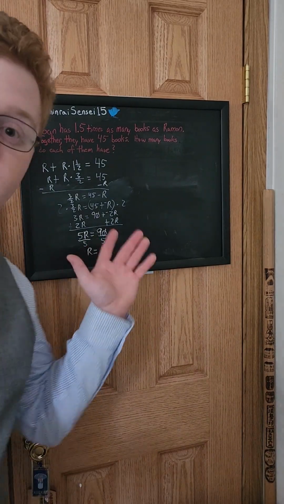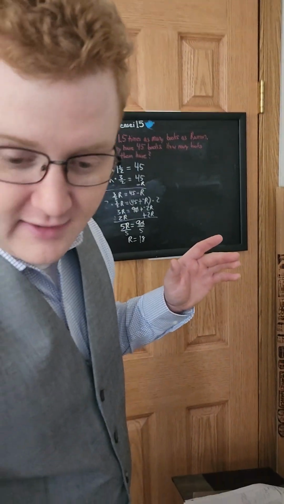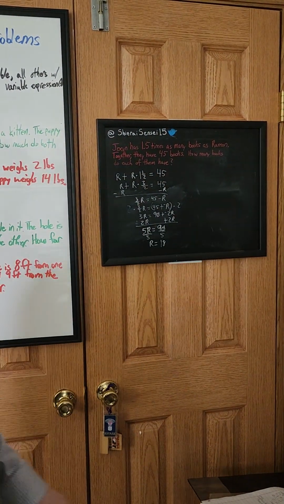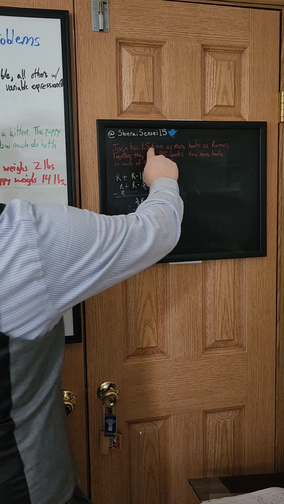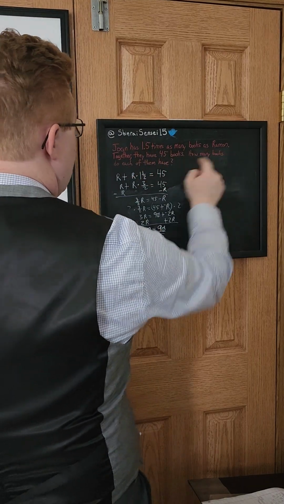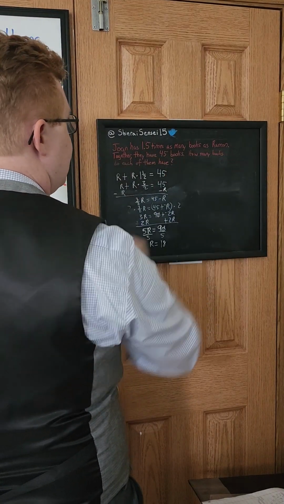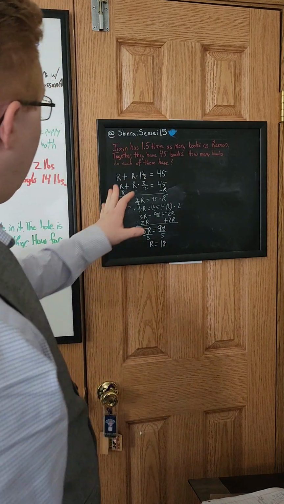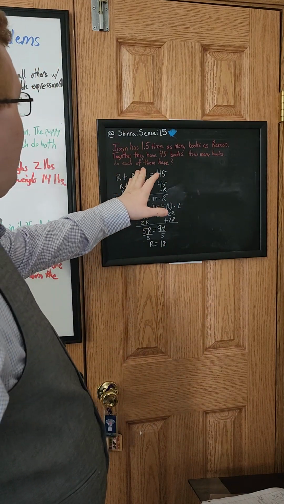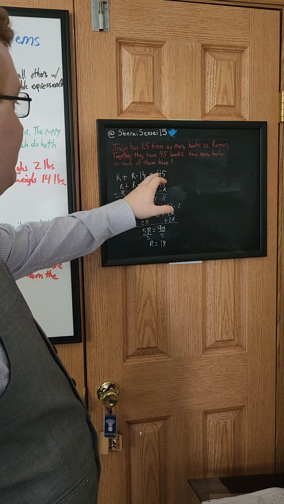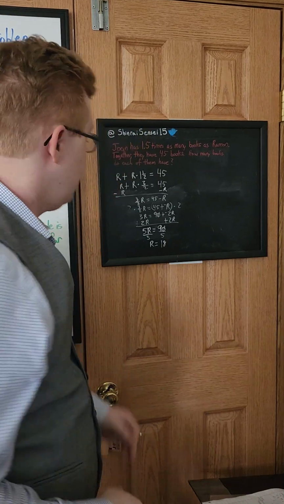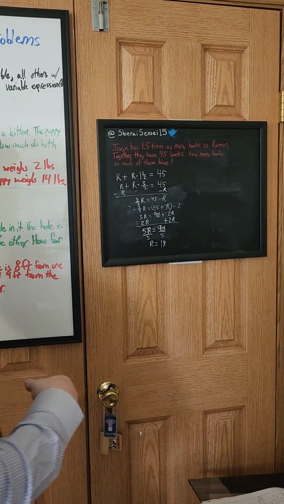All right, guys, so this is the third example. I'll move this back a little bit so that you guys can still see me, okay? Joan has 1.5 times as many books as Ramon. Together, they have 45 books. How many books do each of them have? So R plus R times 1.5 is equal to 45. That's the equation that we get from this, right? Well, now we've got to solve.